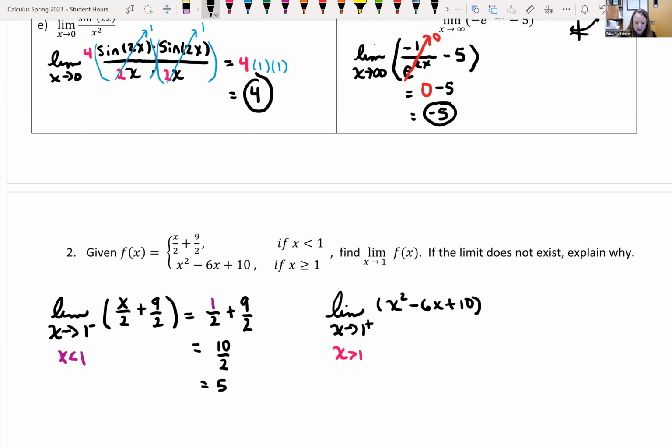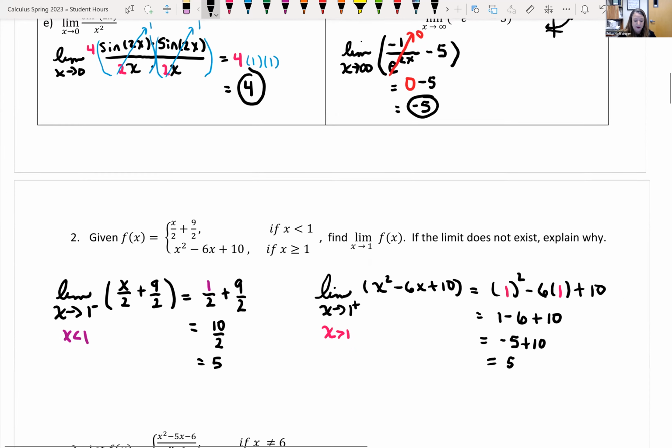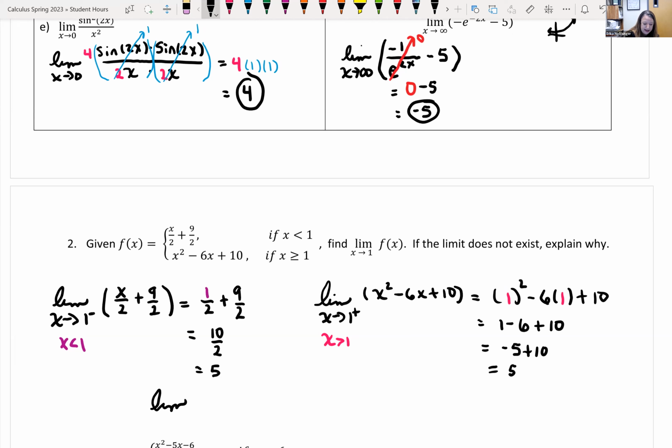So doing direct substitution now, we have 1 squared minus 6 times 1 plus 10. Simplifying this, we get 1 squared is 1, minus 6 times 1 is 6, plus 10. So 1 minus 6 is negative 5, plus 10. This gives me 5. So left-hand side limit equals right-hand side limit. So that tells me that the limit does exist, and the limit as x is approaching 1 of f of x is equal to 5.